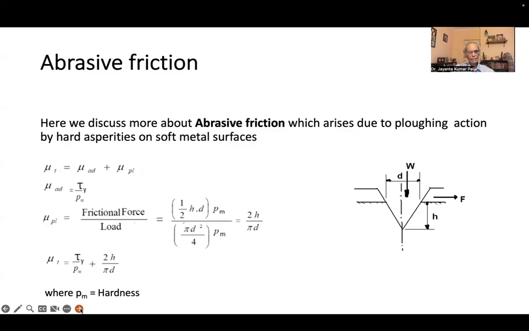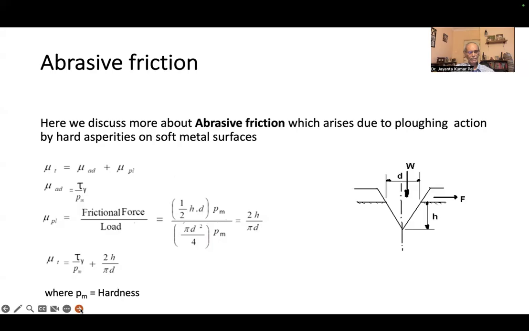Now, mu adhesive we have already shown to be tau y by PM. Tau y is the yield shear stress of the contacts, divided by the hardness. PM is the hardness. Now here, one small thing must be mentioned, which we didn't discuss earlier: when we talk about adhesive friction, we say that it is the force required to break the bonds. Now the bonds may not break at the junction itself.